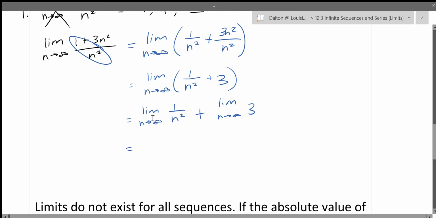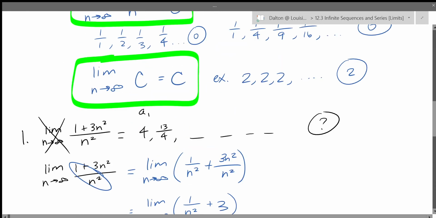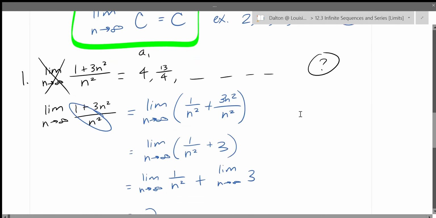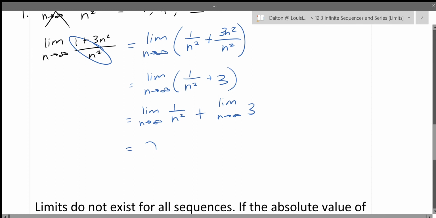So what is the limit as n approaches infinity of 1 over n squared? 0, right? This is one of these examples up here that we just talked about when I circled in green. 1 over n to any power will converge to 0. So the limit of that one is 0, plus what is the limit as n approaches infinity of 3? 3. It's the constant itself, which means the limit of the entire expression is actually 3.